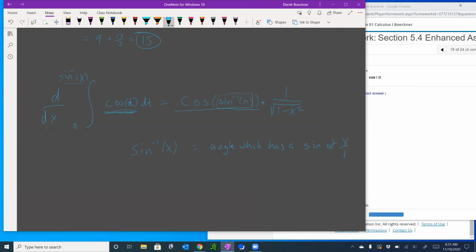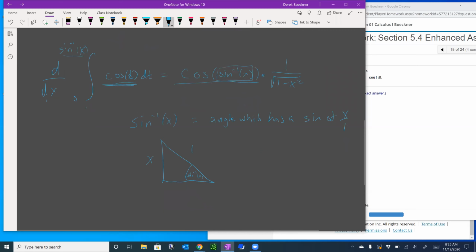Okay. So now I'm just going to draw the triangle that corresponds to that angle. So if this is sine inverse of x, this angle should have a sine of x over 1, which means the opposite side over the hypotenuse should be x over 1. And then I can fill in the rest of the triangle with just the Pythagorean theorem. Pythagorean theorem says this side squared plus this side squared should equal this side squared. So this side squared minus this side squared should equal this side squared. So you get 1 minus x squared here.